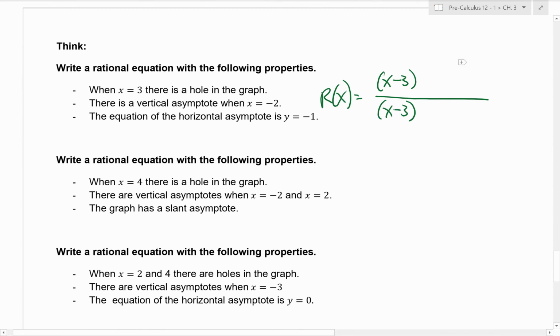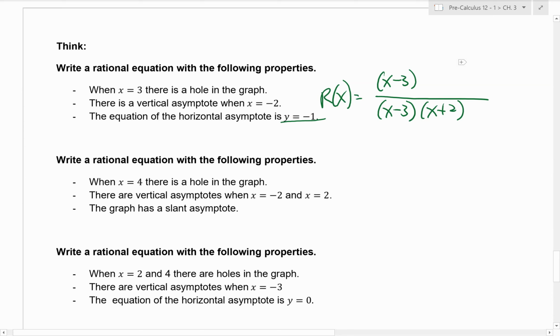We have a vertical asymptote when x is -2. That means we have x plus 2 here in the denominator, but we don't have x plus 2 on the numerator. Finally, it says the equation of the horizontal asymptote is -1. So the horizontal asymptote is not 0, which means they have the same degree.